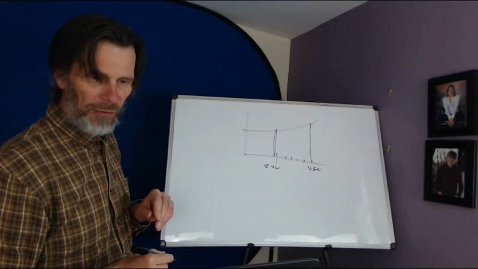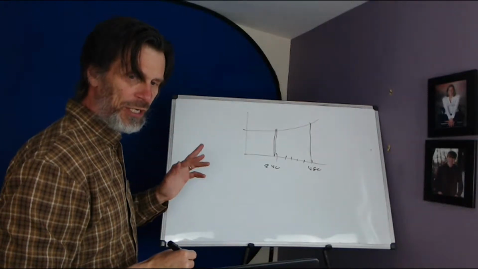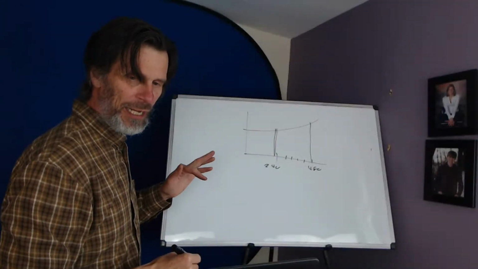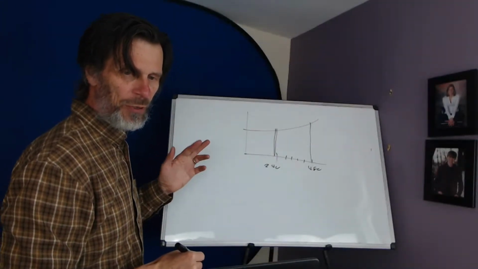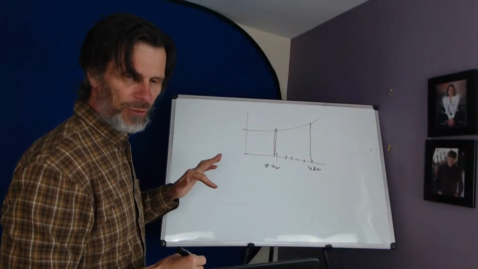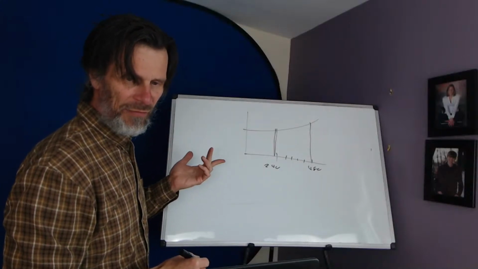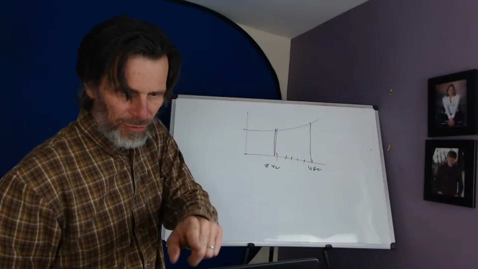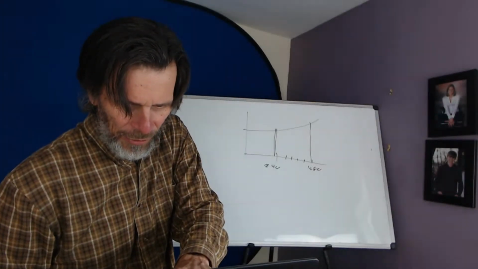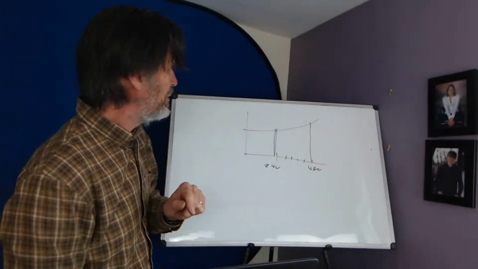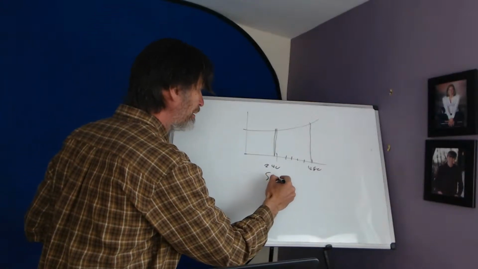Okay, let's see. I'm going to count the weeks. The first week is between 0 and 40. The second week, 40 to 80. Third week, 80 to 120. Fourth week, 120 to 160. Fifth week, 160 to 200. So there's the first and the second and the third and the fourth and the fifth. So this is the start of the sixth week.